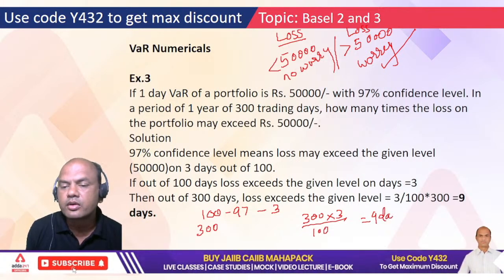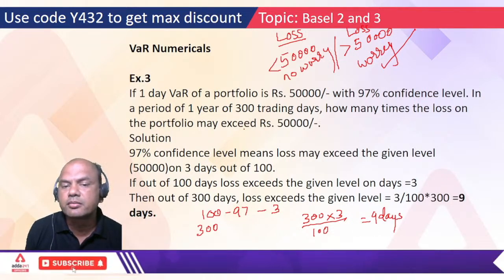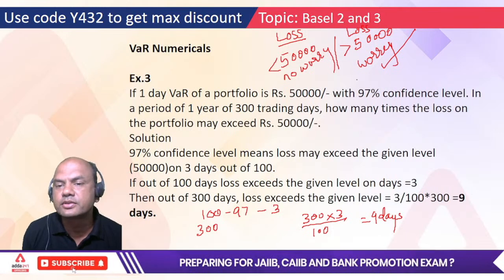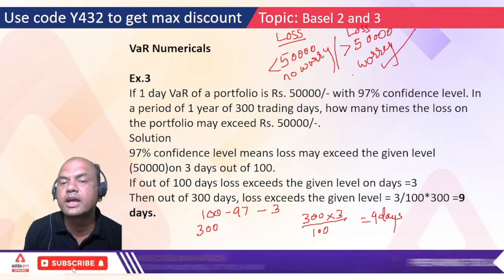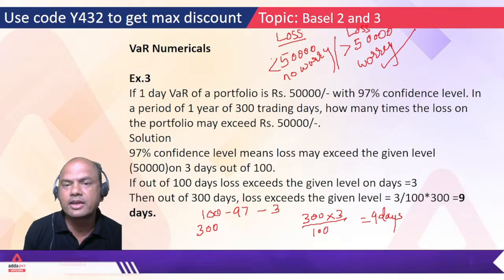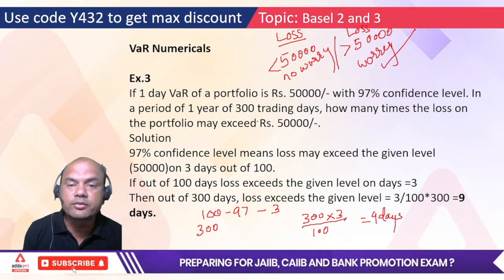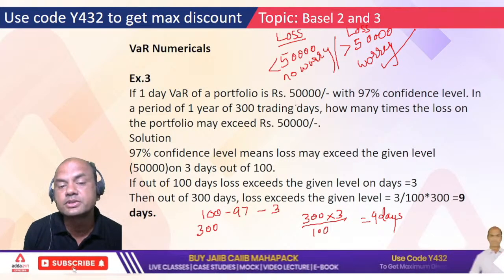Okay, got this point? So for 9 days in the year, my loss will exceed 50,000. So I have to check for those 9 days. Remaining days, it's no worry. My portfolio is going very well. Okay, that is the meaning of this question, and that is how it is to be solved.